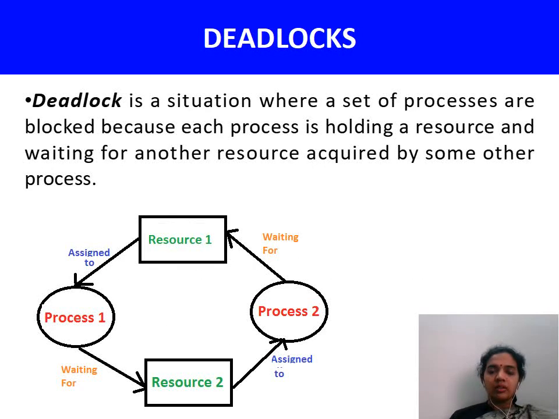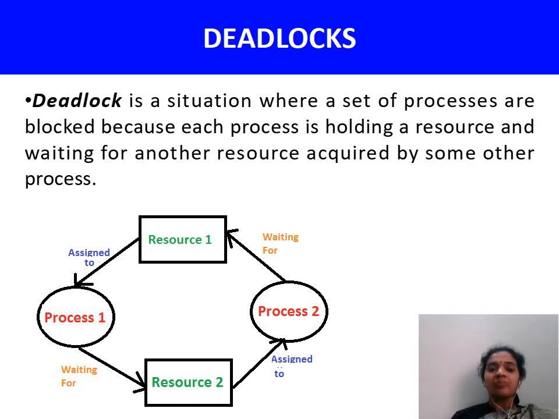Let us see the basic definition of deadlock. Deadlock may occur when two or more processes try to get the same multiple resources at the same time. Deadlock is a situation where a set of processes are blocked because each process is holding a resource and waiting for another resource acquired by some other process.